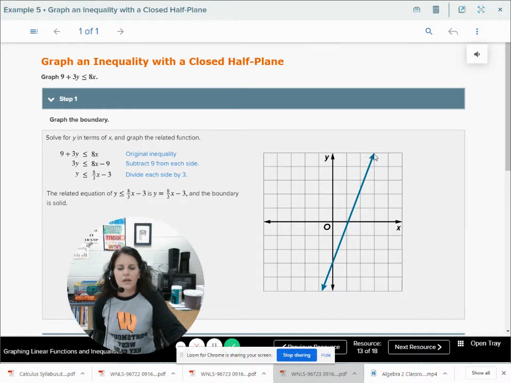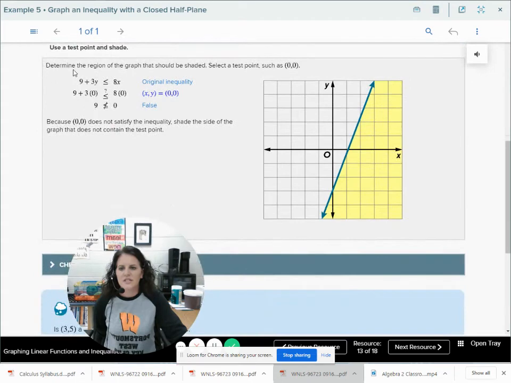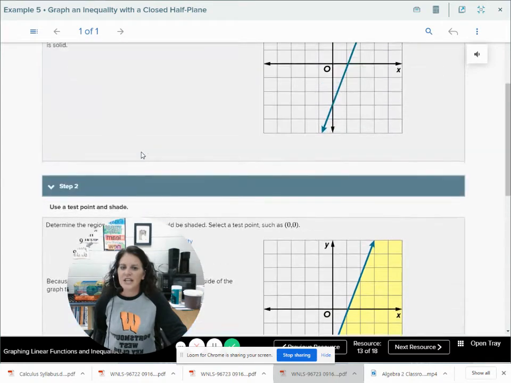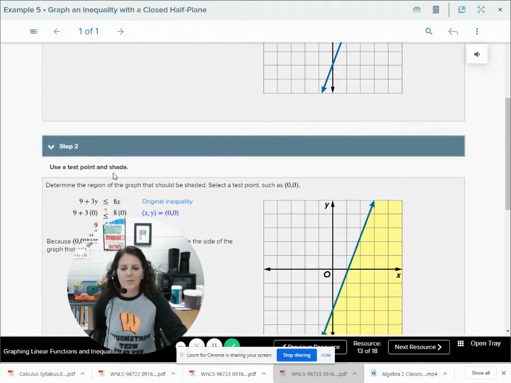1, 2, 3. Connect those points with a line, and we use a closed half plane, a solid line, because it's equal to. If I pick this point 0, -3 and plug it in, I get -3 is less than or equal to -3. That is correct. It's equal to -3. So we want to include that point. Pick our test point, 0, 0, plug it in. I believe it shows that here. Using the test point 0, 0, they plugged it back into the original equation, which is a good idea just in case you made a mistake mathematically somewhere along the way.